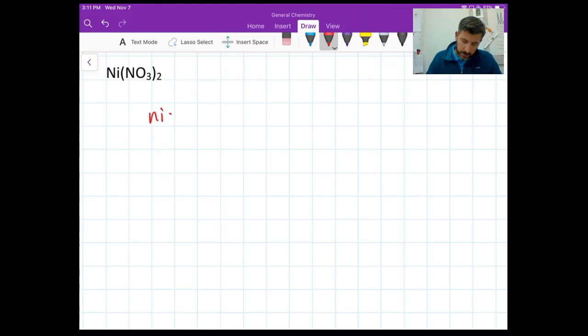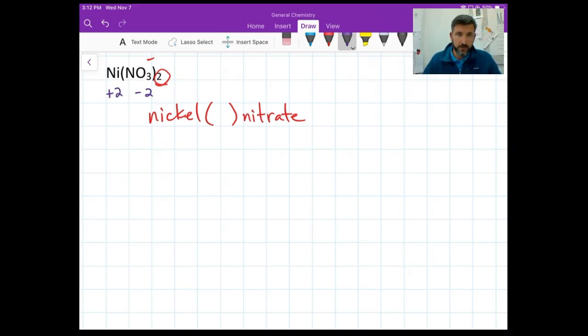This one is going to be nickel, and since nickel is a transition metal, I know that there's going to be a Roman numeral there. I also have memorized my polyatomic ions, so I know that NO3 is nitrate. I should also know that nitrate is -1, and since there's 2 of them, that means that I have a total of -2, so the nickel here has to be +2. And you can see there's only 1 nickel, so the charge on that nickel would be +2.